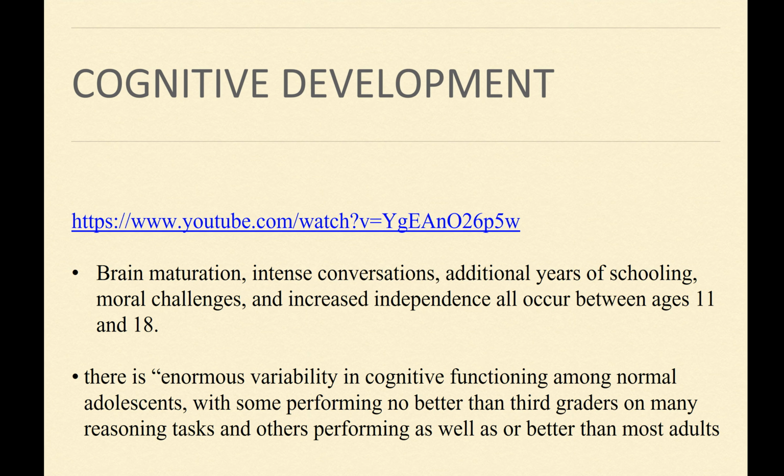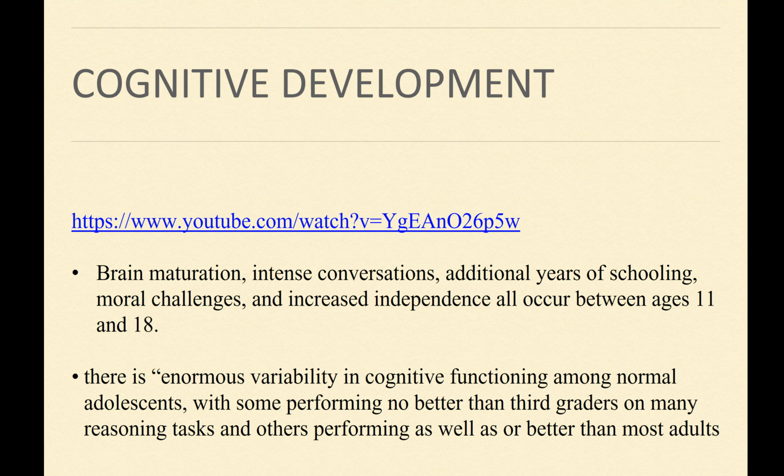Cognitive development. Brain maturation tends to happen quite a bit. And there's an interesting video here if you take a look at it, and it shows conversations with children of different ages. It shows conversations in adolescence, and it shows conversations with younger children. And what they talk about is a level of abstraction. So one thing to understand overall in cognitive development is that there's tremendous amounts of variability.